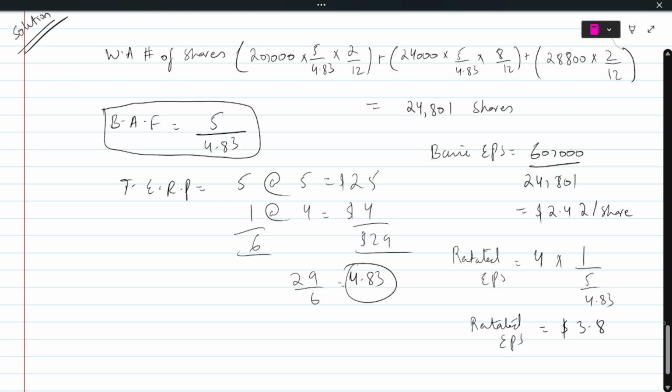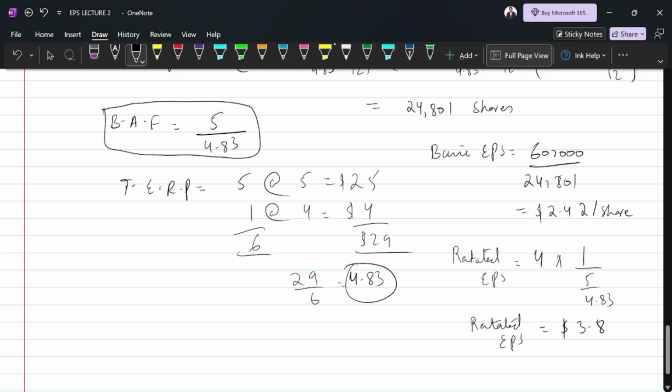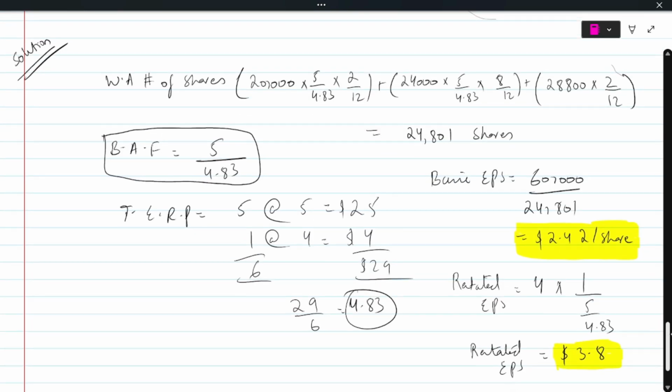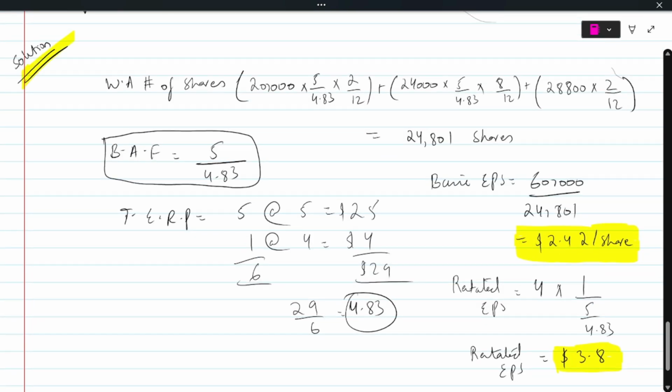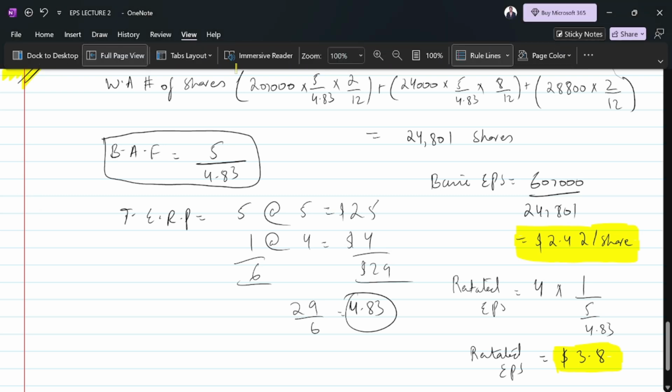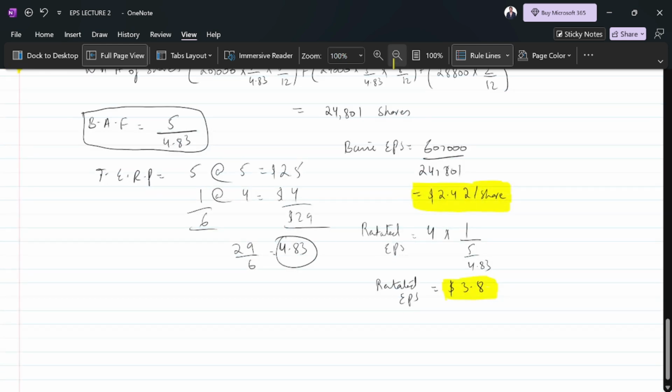Okay, so restated EPS is $3.8. So I have my basic EPS also, and I have my restated EPS also. Those of you who got the correct answer, kudos to you guys. And this is the entire solution in front of you, right? This is how you were supposed to solve this question. I'm going to zoom out a little bit so you guys can see the entire question and the solution in one frame.